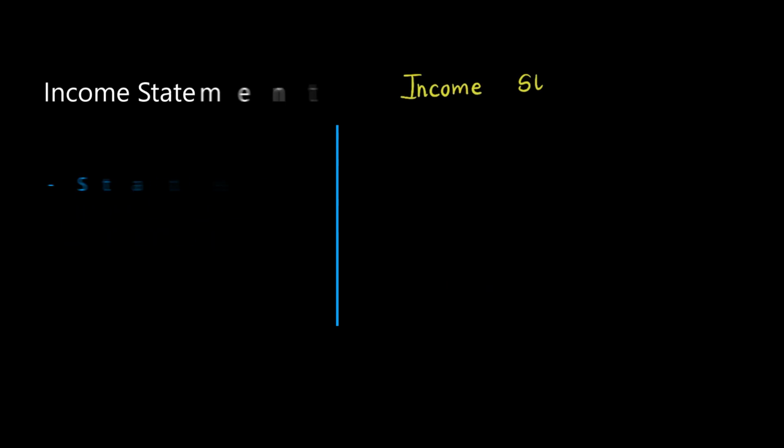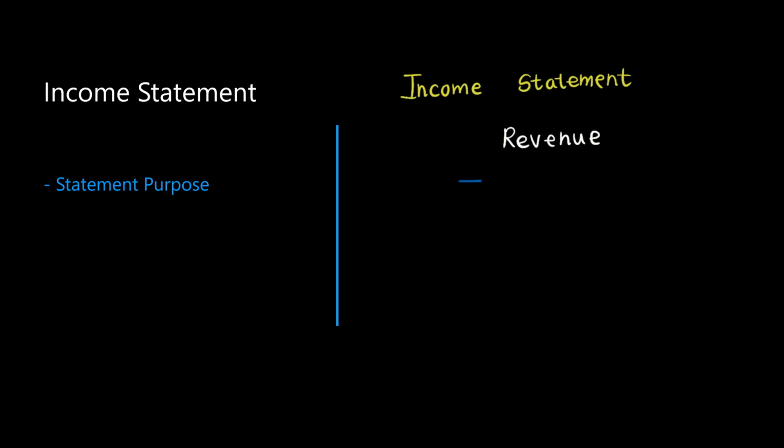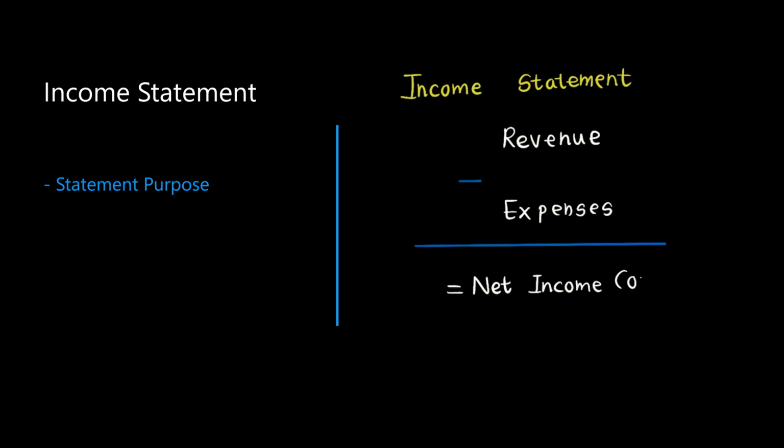The income statement has a different job. It measures performance over time. Start with revenue, which is money earned from selling goods or services. Subtract expenses, which are costs of running the business. What's left is net income, if positive, or net loss if negative.